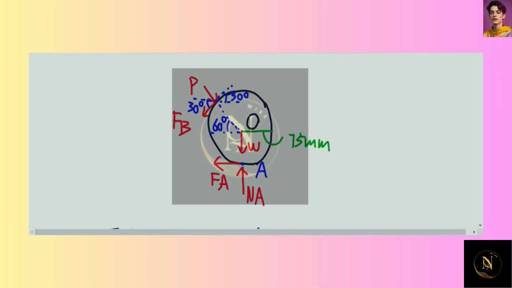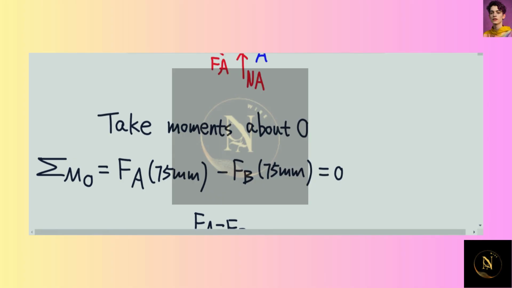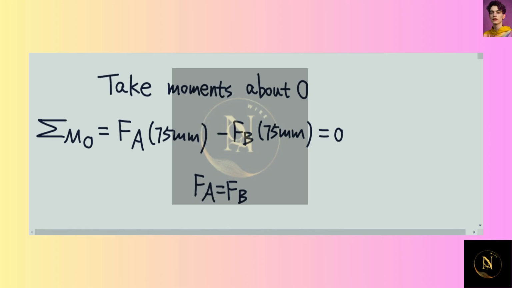Okay, so this is the force diagram on the ring. Let's take a look at the moments about point O. Consider counterclockwise moment as positive, clockwise moment as negative. Therefore, the moments at point O are equal to Fa times 75 mm minus Fb times 75 mm, which is equal to 0, which means that friction at point A is equal to friction at point B.